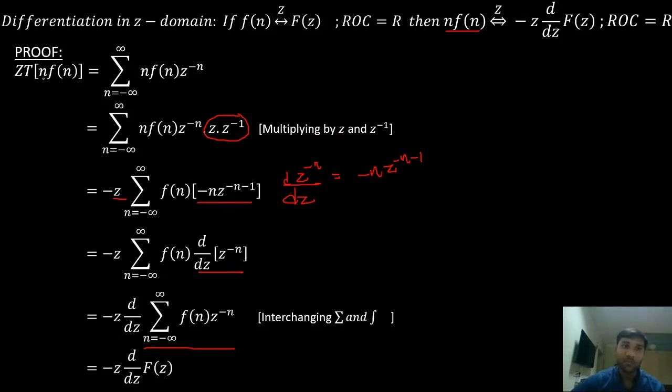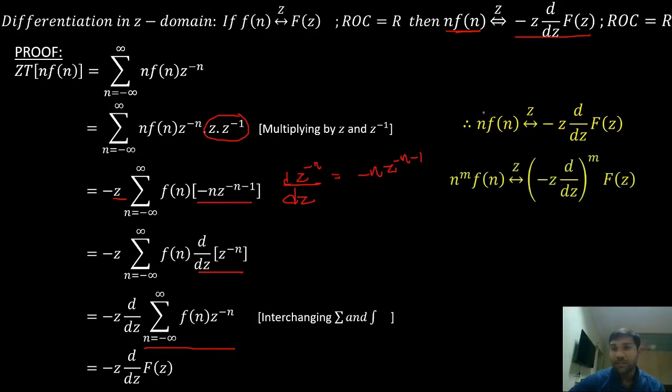So the z transform of n into f of n is nothing but minus z d by dz of f of z. If you multiply your input signal with n, then the z transform for that signal is going to be minus z d by dz of f of z. So this is differentiation in z domain.